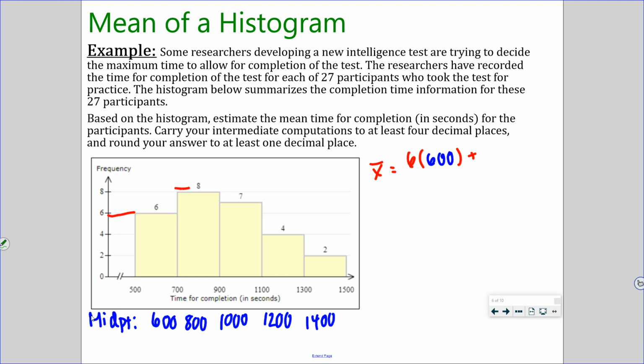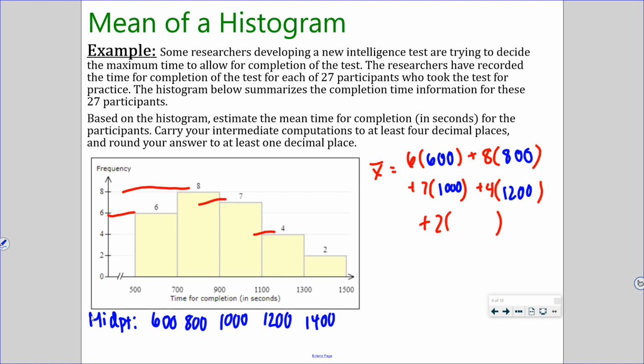Look at my frequency here. 8 for 800. 7 for 1,000. 4 for 1,200. Plus 2 in my last one of 1,400. Okay. Add that all up. Divide by our total number and our sample size.